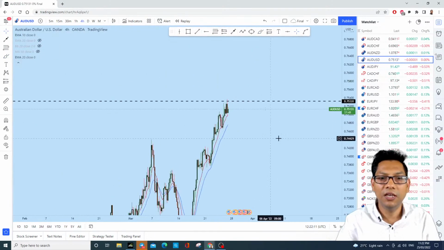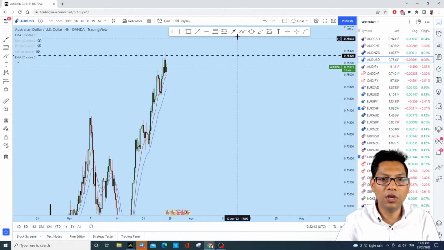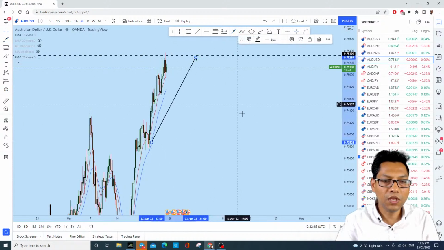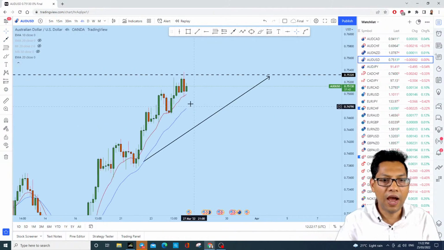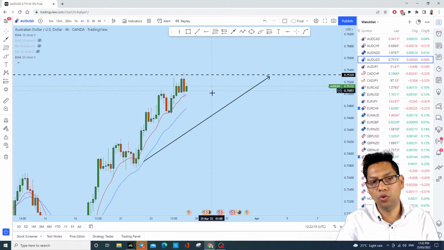AUD USD, because it's a strongly bullish market. Okay, let's see what happened after this candle closed.